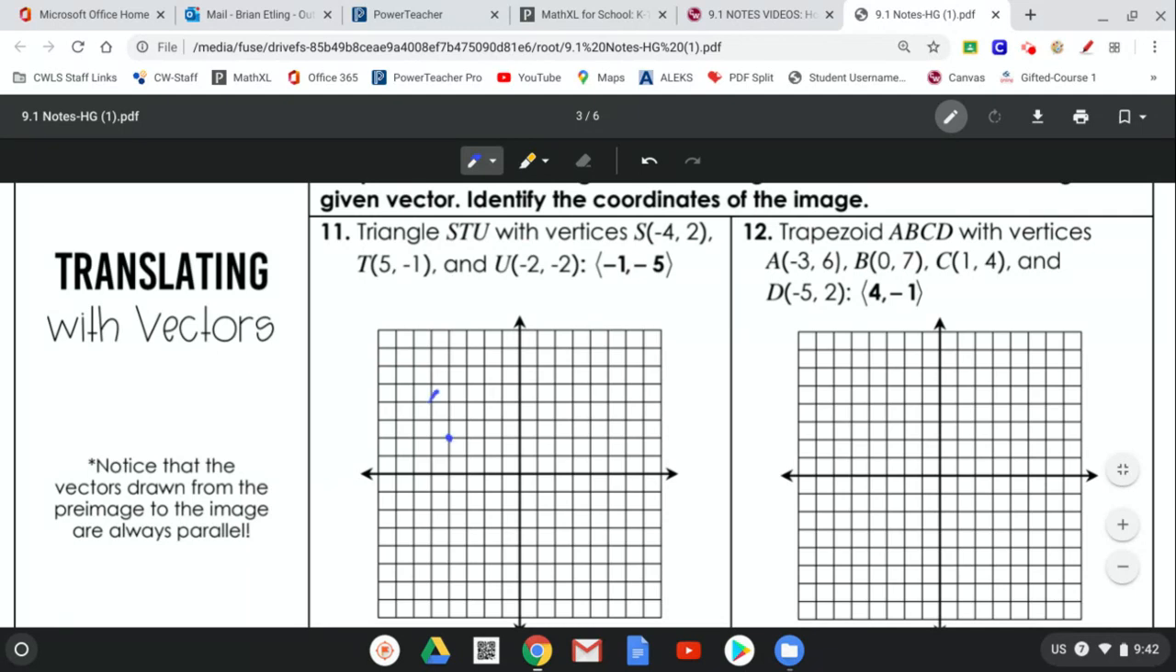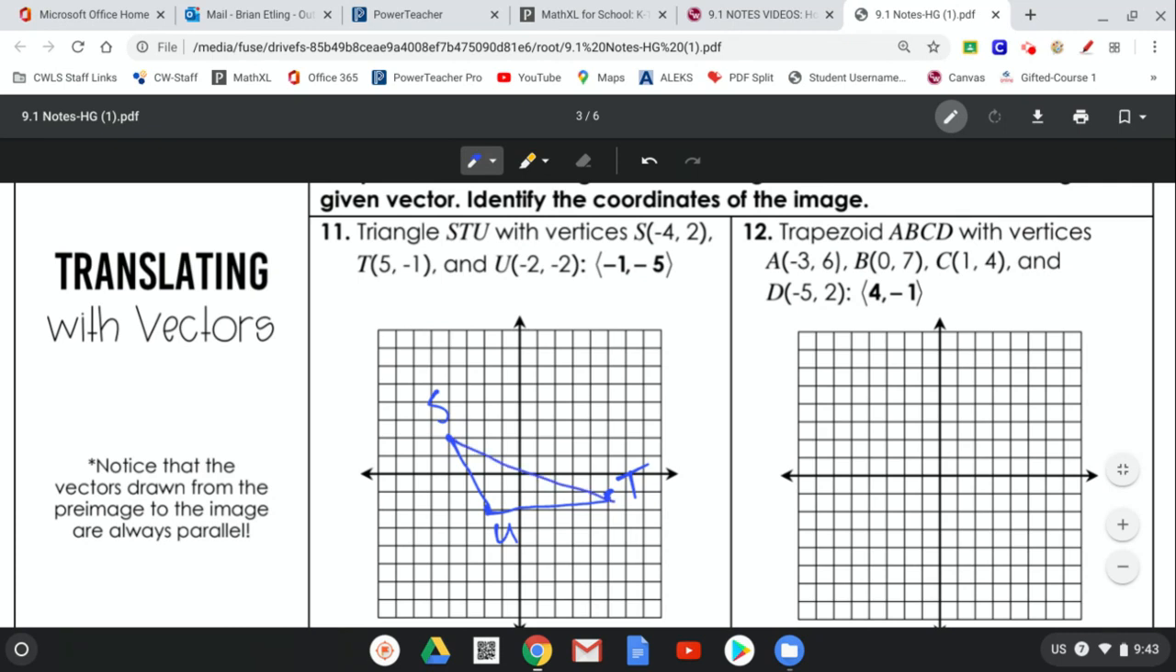So -4, 2, that's going to be S. Then we have T at 5, -1, so that T is going to be over here. And then U is at -2, -2, so that's going to be U. It is a triangle, so we're going to connect the dots and form our triangle.